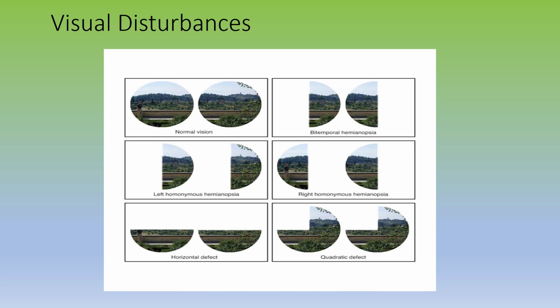Visual disturbances: most strokes affect one side of the brain, so if the right occipital lobe is injured, the left field of vision in each eye may be affected. A stroke that affects the left occipital lobe may disturb the right field of vision in each eye. Rarely both sides of the brain are affected, but this can result in blindness as well.